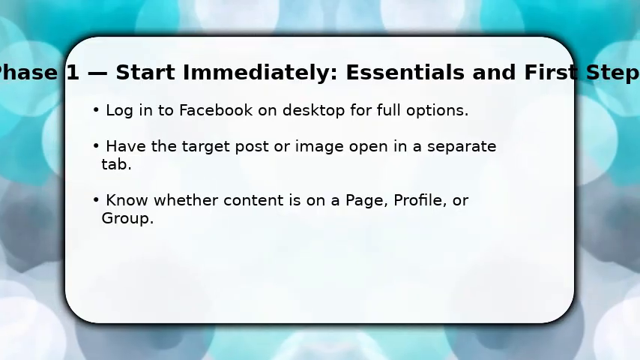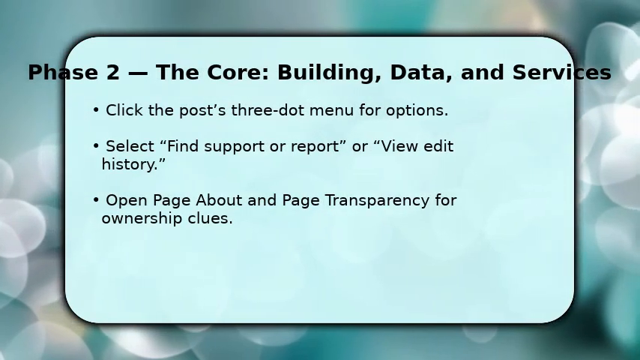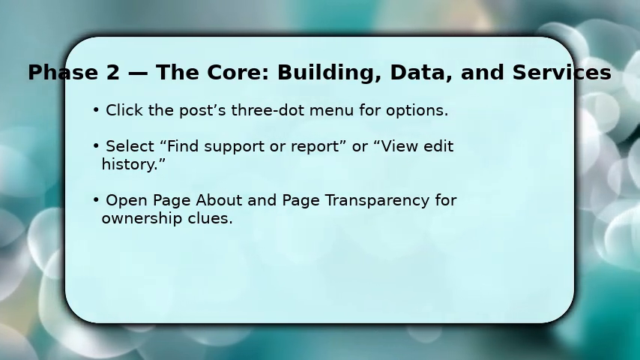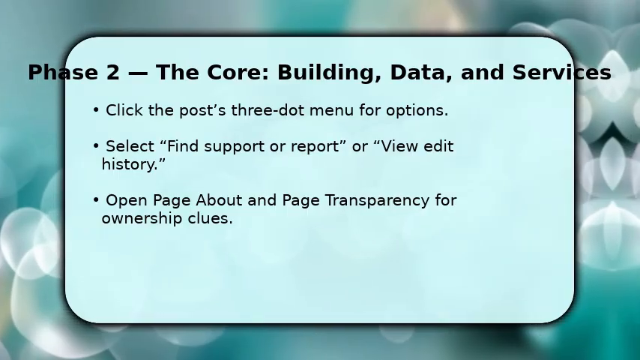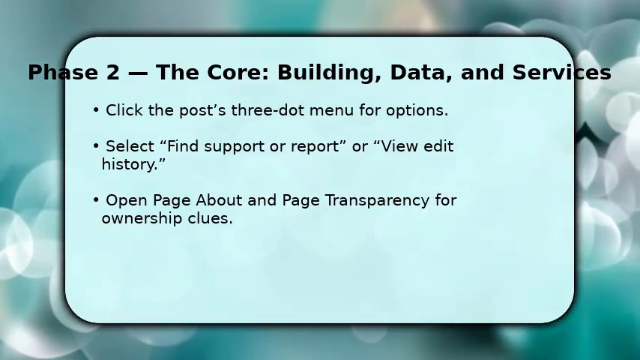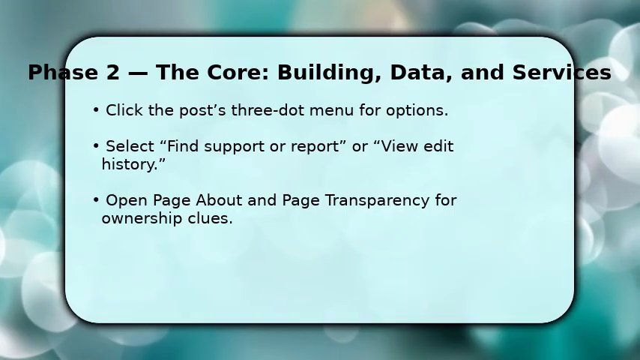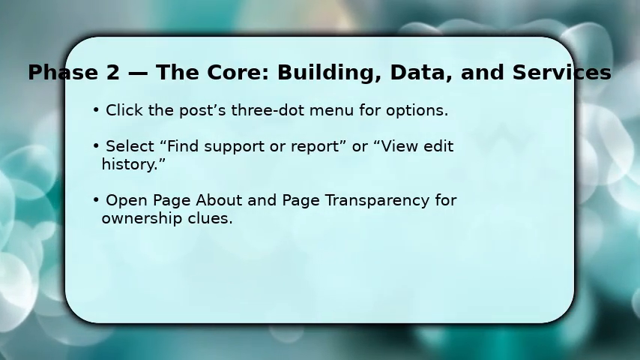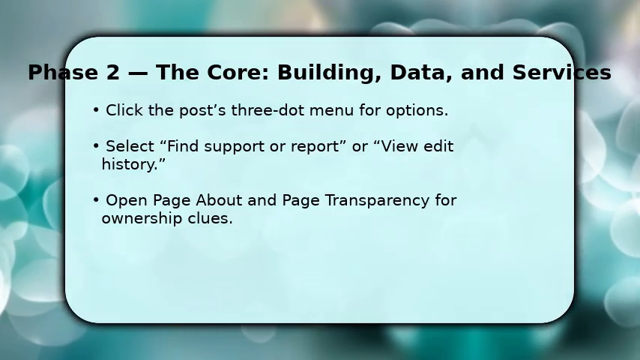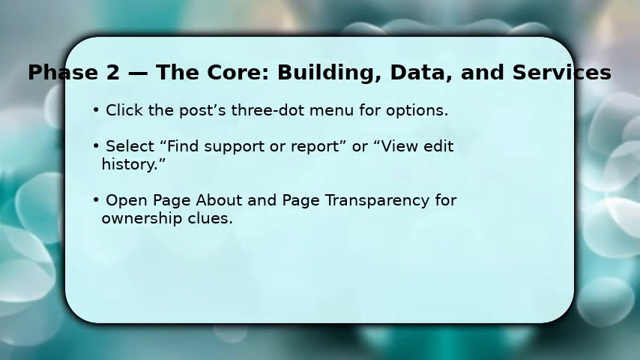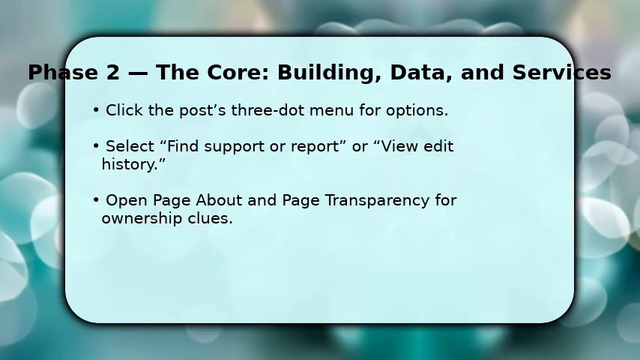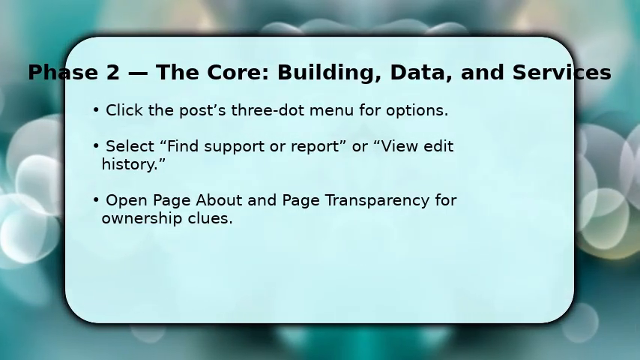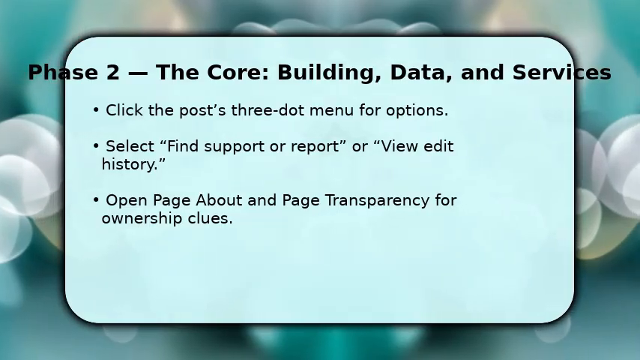Now click the post's three-dot menu and look for options like View Edit History, Find Support or Report, or View Photo Details. These reveal timestamps and recent changes. Once done, open the page's about section and page transparency. They often list official contact info, legal disclaimers, or creator attribution. If the image was uploaded by a page, check the page's posts for recurring credit lines. These steps help you find ownership claims and any explicit copyright statements.